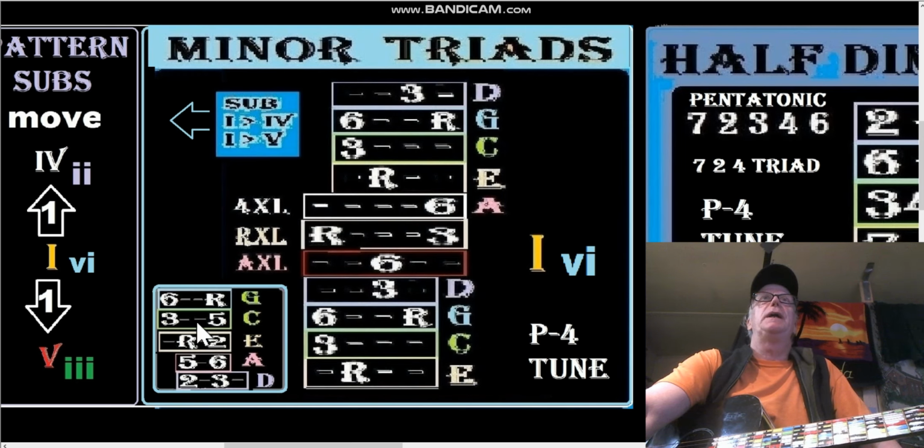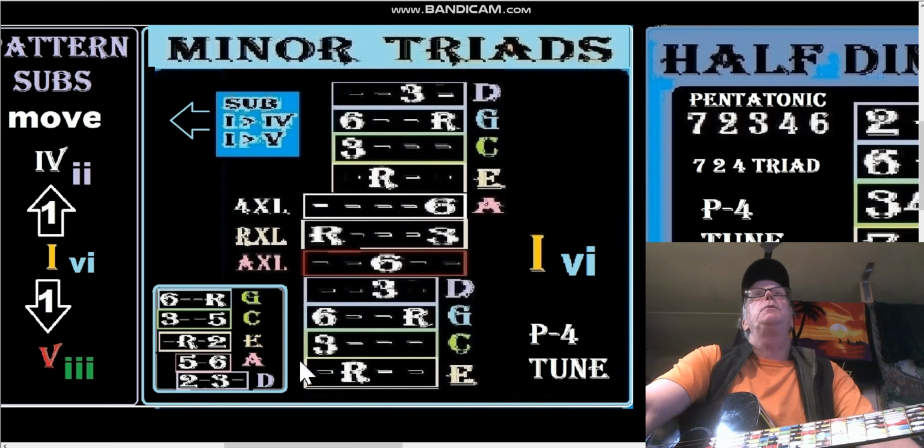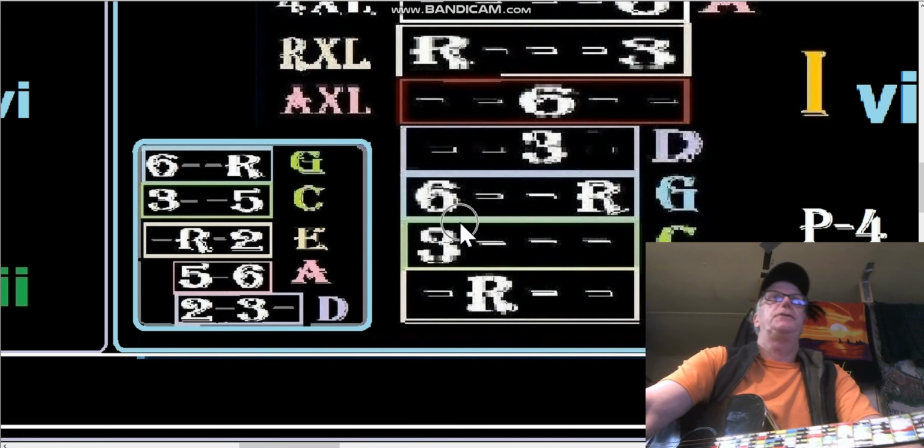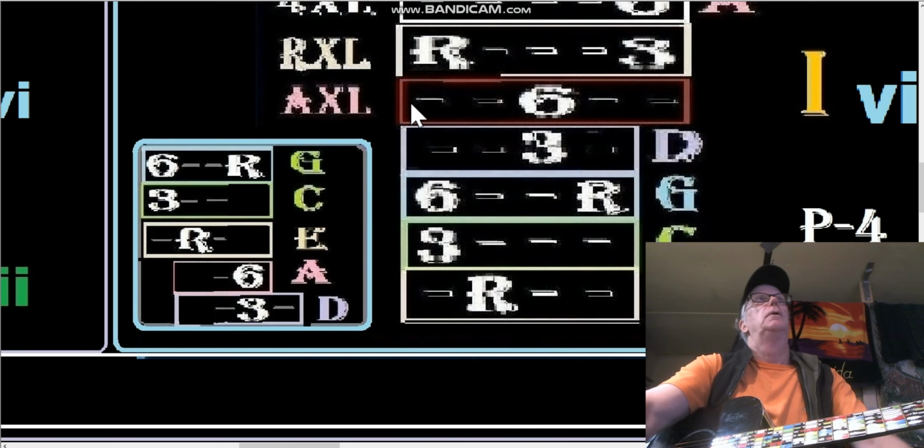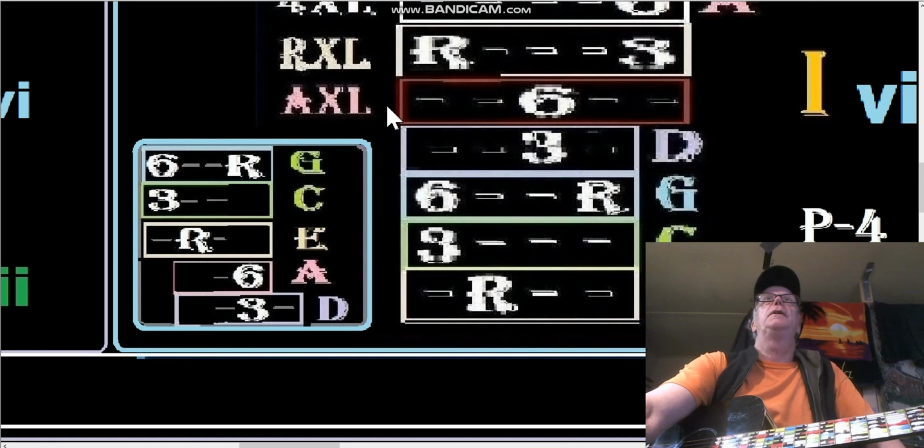This is the pentatonic. If we want to play the minor, what do we have to get rid of? We have to get rid of the 2 because we want root, 3, 6. So we have to get rid of the 2. Okay, so I've done that for us. I've gotten rid of the 2 and the 5.